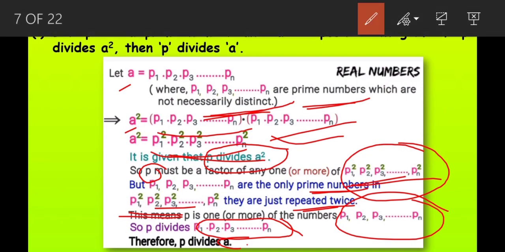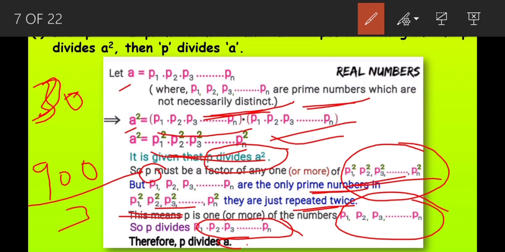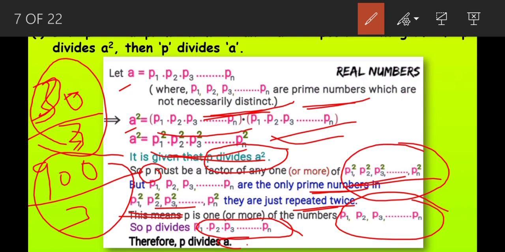Suppose you have a number 30, which is equal to A. What is A square? 30 square, which is equal to 900. They are telling that P divides A square. 3 divides 900. So automatically 3 divides 30. If 3 divides 900, meaning P divides A square, then automatically P divides A. This is the simple form of the theorem.